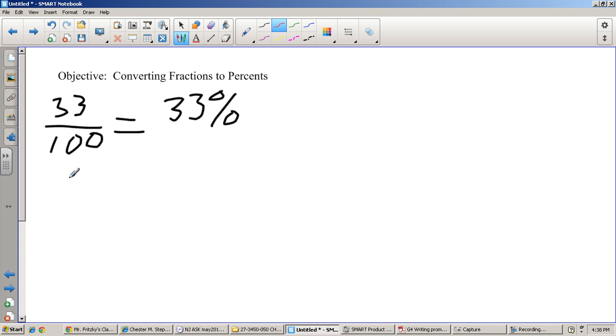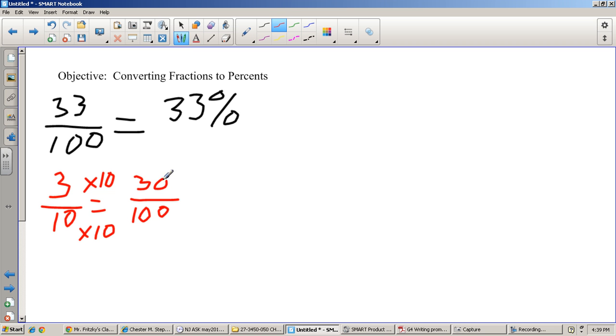But what happens when we have a number like this? A fraction of 3/10. Well, that denominator is not equal to 100. So we need to ask ourselves a question. Can I make that denominator equal to 100? In this case, I can. Times 10, and now I have 100 because 10 times 10 is 100. Whatever I do to the denominator, I have to do to the numerator. So 3 times 10 is 30. So now I have 30 over 100, and because a percent means out of 100, my percentage is 30%.